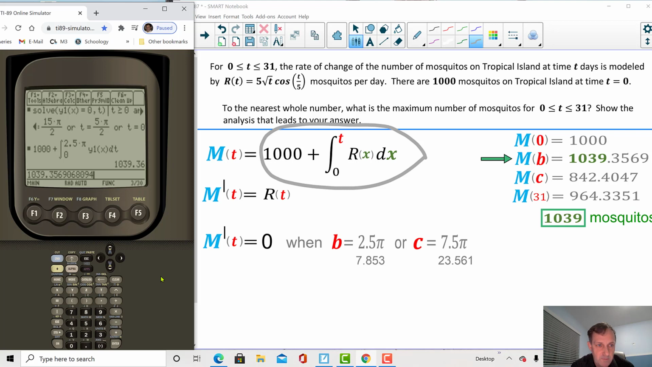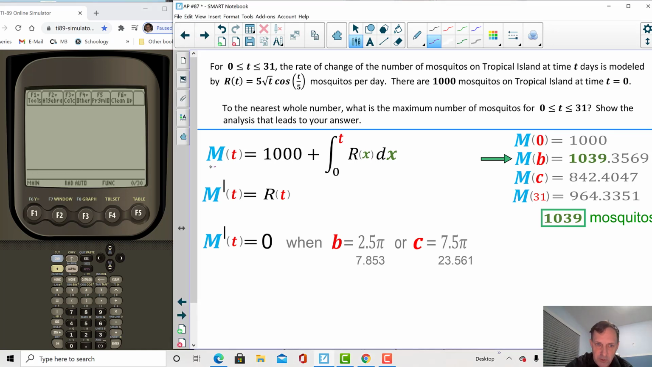So 1039.3569. We can do the same thing for our C value. I'm going to go up. I'm going to grab the entire piece again so I don't have to type it all in over again. And now I'm going to replace 2.5 pi with 7.5 pi. There we go. I'll push green enter. And I'm getting 842.405. Again, I always like to see that fourth decimal of accuracy, so let me go up, push enter, and now I can see that it's 0.4047.